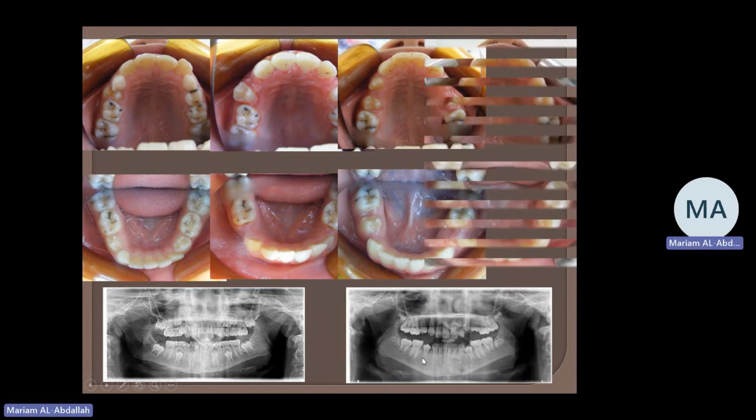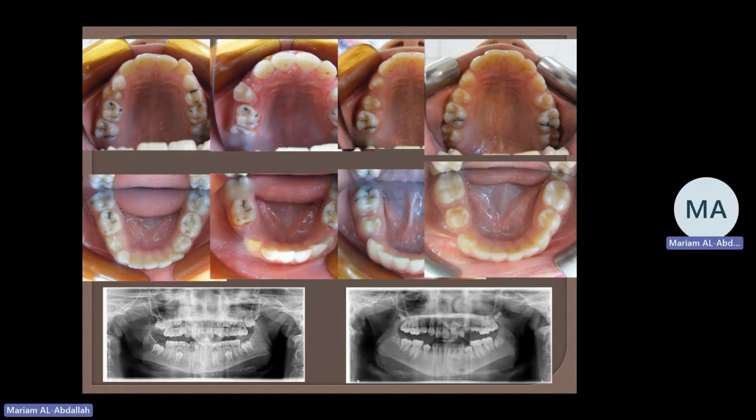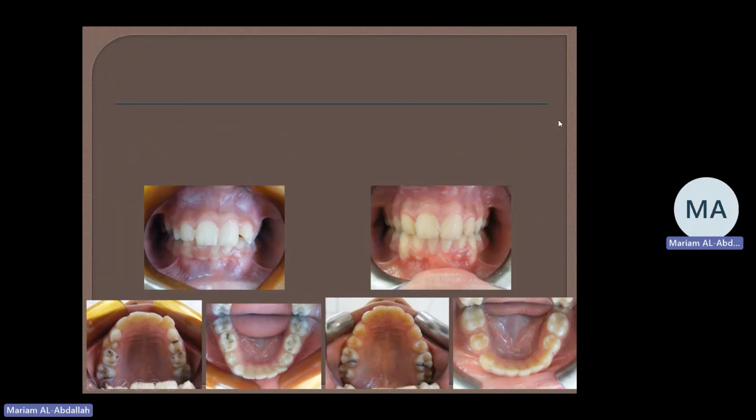Because the patient started later than the optimal time, we expect to have some residual spaces. So this is not perfect, but at least the patient went from this malocclusion to this malocclusion, and now it's easier to go through fixed orthodontic treatment just to align and level and close the residual spaces. So the patient went from a difficult case to a simple case that would benefit from a simple orthodontic treatment.